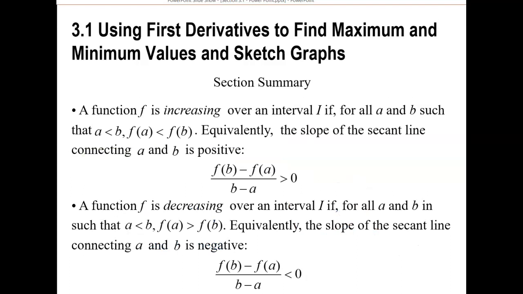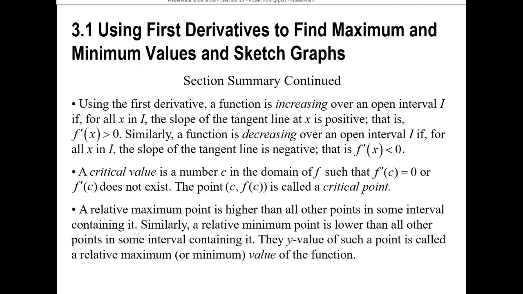All right, so this is a long section. The summary shows you what it means for a function to be increasing, meaning the slope of the tangent line is positive, and what it means for the function to be decreasing, meaning that the slope of the tangent line is negative. I'm not going to read all that to you. It's more a matter of whether you can visually identify that. So using the first derivative, a function is increasing if the first derivative is positive, and a function is decreasing if the first derivative is negative.